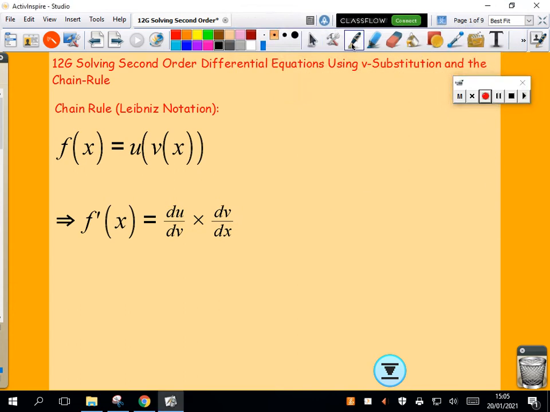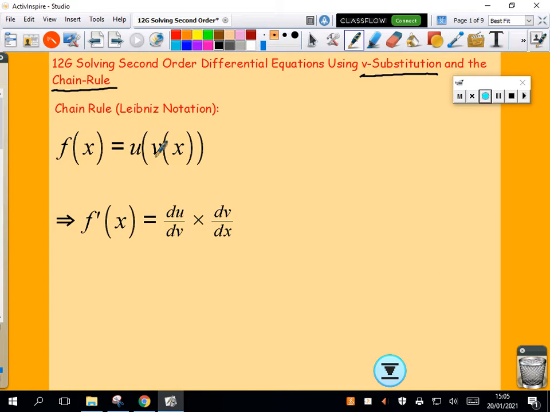Okay, in this class we're going to look at solving second order differential equations, this time using a combination of v substitution and the chain rule. So the chain rule, I'm writing this version of it. It says if f of x is equal to u of v of x, so f is some composite function made up of two different functions called u and v. The variable is x.